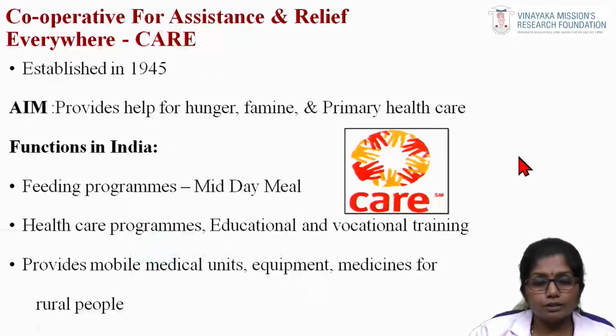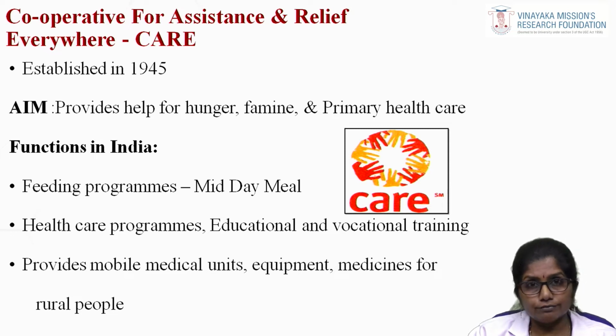The next foundation is CARE. The expansion of CARE is Cooperative for Assistance and Relief Everywhere. It is the largest private humanitarian organization, which was established in 1945. Over the years, their work has expanded to address the world's most threatening problems such as hunger, famine, and primary health care. It has more than 12,000 members to serve the poor people.